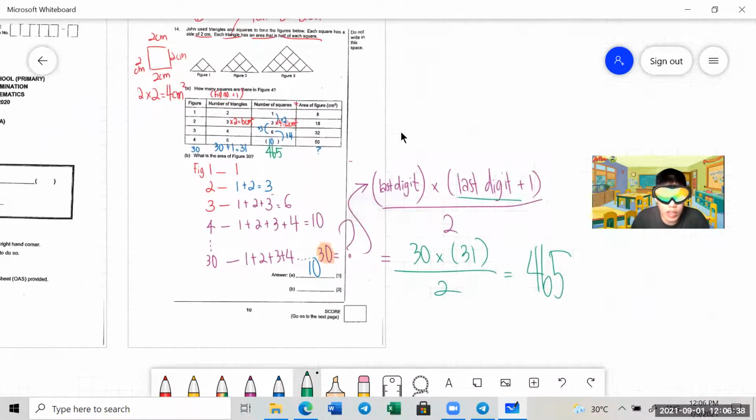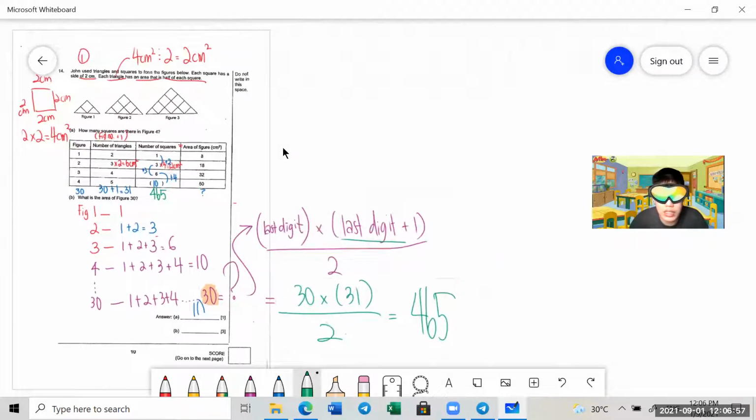Even if they were to ask you for 100, don't worry, just list down the mathematical pattern. You put dot, dot, dot, because you don't want to list down everything. Then you put 100. So it'll be 100 times 100 plus 1, which is 100 times 101 divided by 2. Just letting you know. So over here I get 465, and then I can find the area of the figure easily, isn't it?